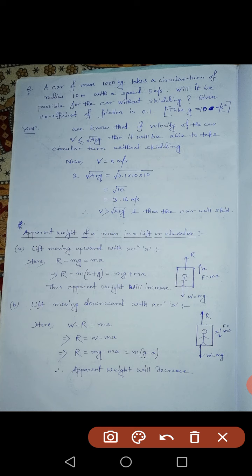Suppose whenever we stand on a weighing machine, the weighing machine gives us the weight, right? Suppose this is a weighing machine, and there is some person or some object whose weight has to be measured. Its weight is acting in the vertically downward direction, that is W, which is equal to mg.